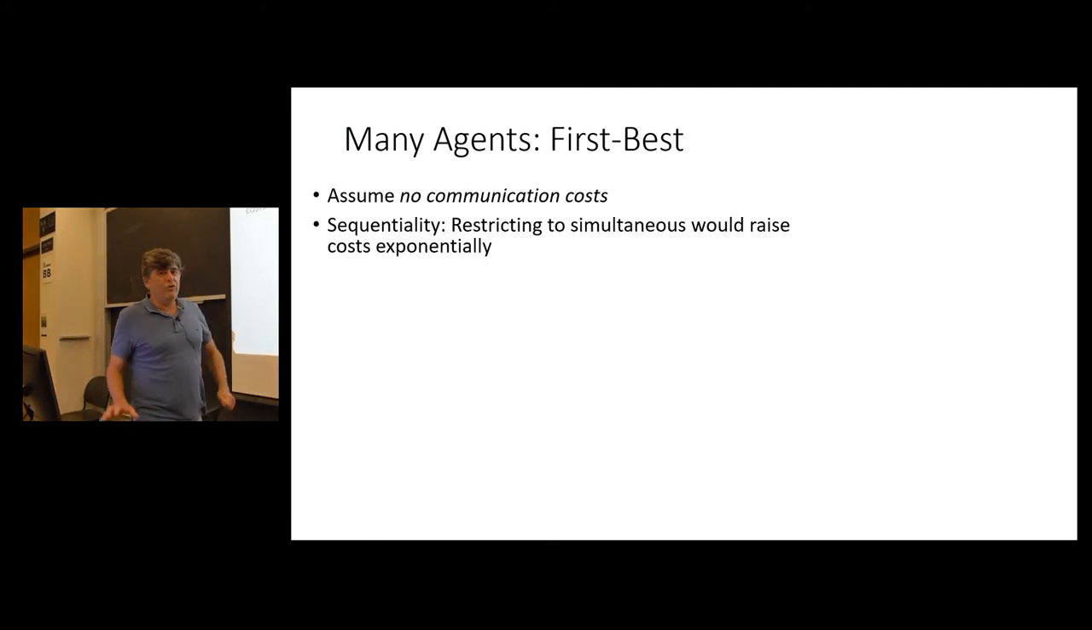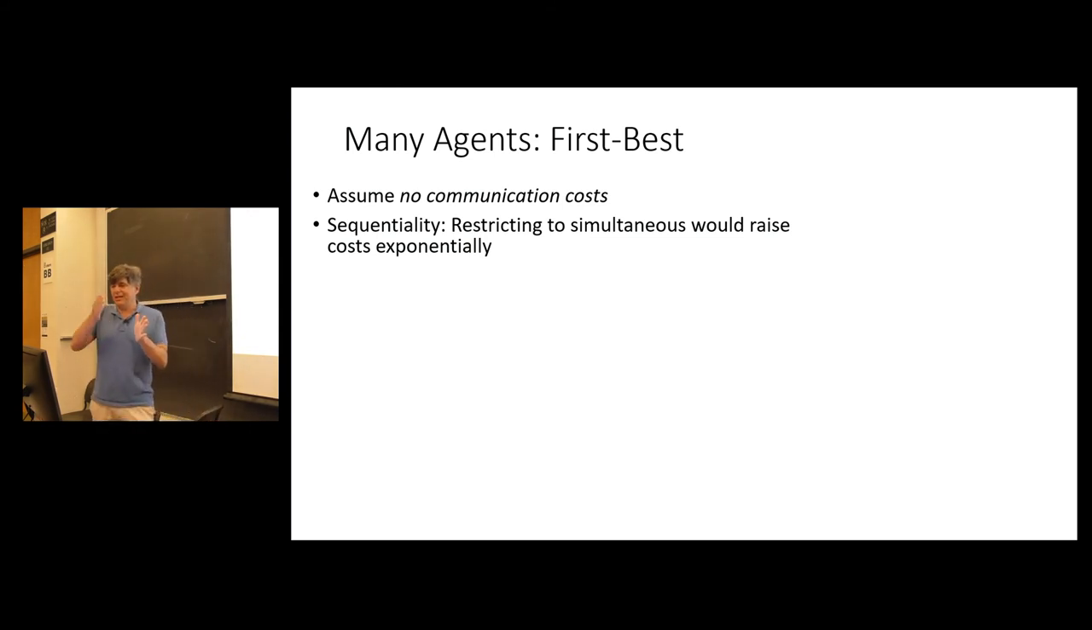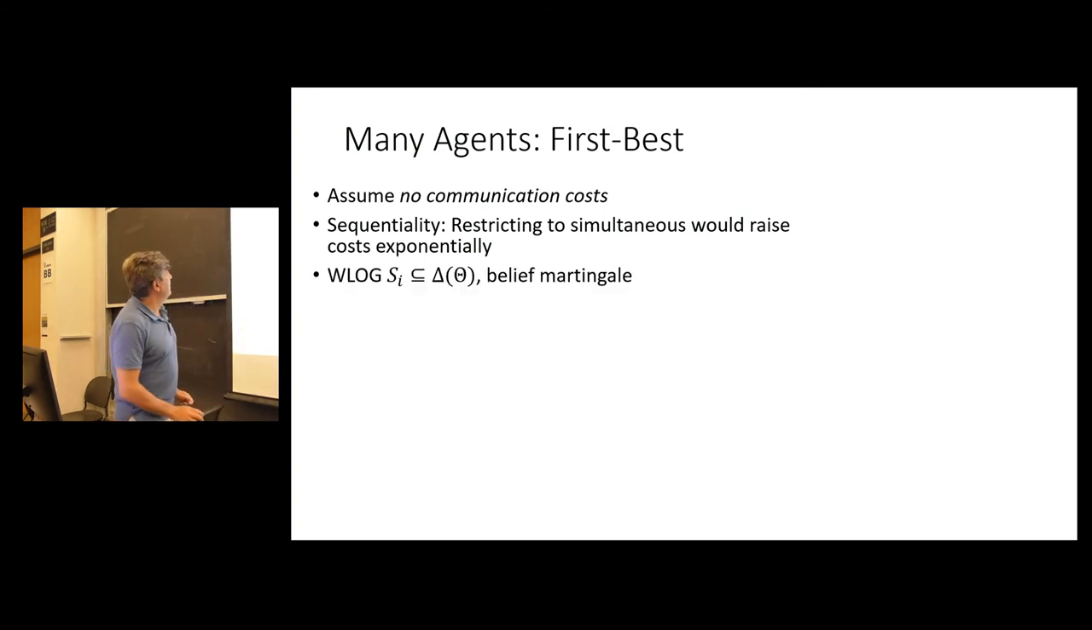Let's assume that there are no costs of communication between agents. The only costs are just getting information from the world. So it's actually optimal to have agents work sequentially instead of simultaneously. You can show that given this information cost, it would be exponentially wasteful, when you have many agents, to force them to gather information simultaneously. When they do it sequentially, each agent can get one more bit of information, like one more digit of the state of the world, roughly speaking, and that's much more efficient than working simultaneously.